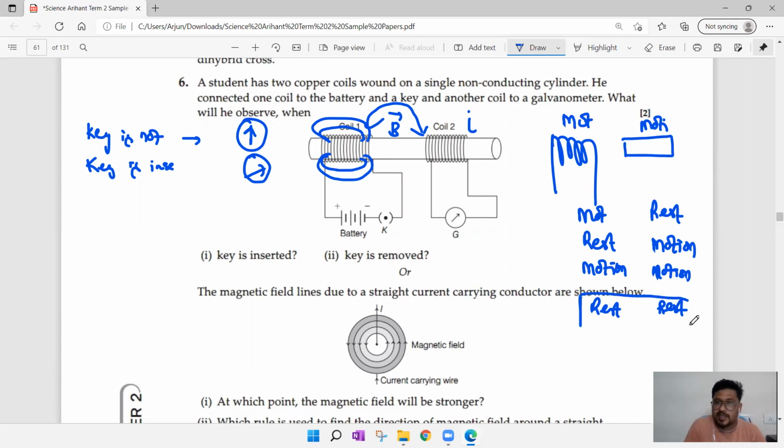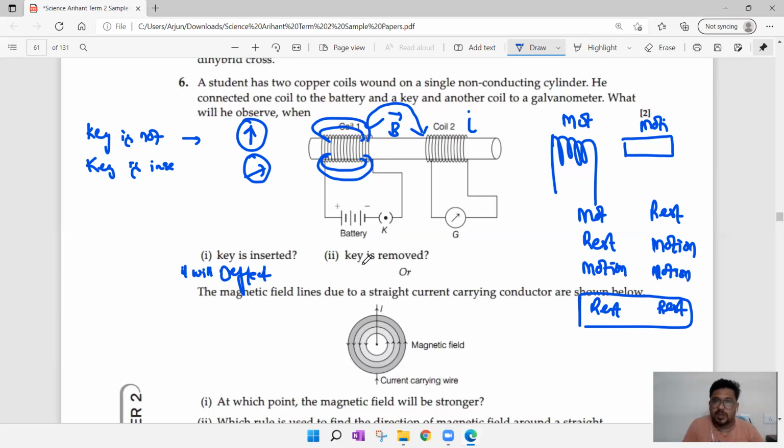So now this is the condition, right? They are not moving coil 1, they are not moving coil 2. So when the key is inserted, a magnetic field is produced, and the magnetic field will have an impact on coil 2, and current is induced. That is also just in a fraction of a second that it will be induced. Because of that induced current, it will deflect and come to the original position. That is the answer you have to write. When the key is inserted, it will deflect and come to the original position. That is the point you have to add.